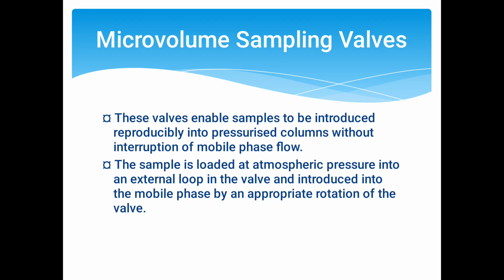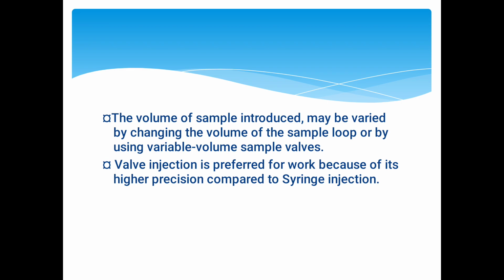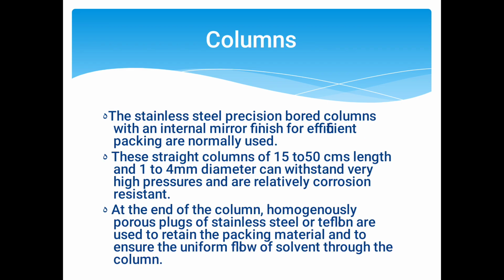Micro volume sampling device. These valves enable samples to be introduced reproducibly into the pressurized column without interruption of mobile phase flow. The sample is loaded at atmospheric pressure into the external loop in the valve and introduced into the mobile phase by an appropriate rotation of the valve. The volume of the sample introduced may be varied by changing the volume of the sample loop or by using variable volume sample valves. Valve injection is preferred for quantitative work because of its higher precision compared to syringe injection.